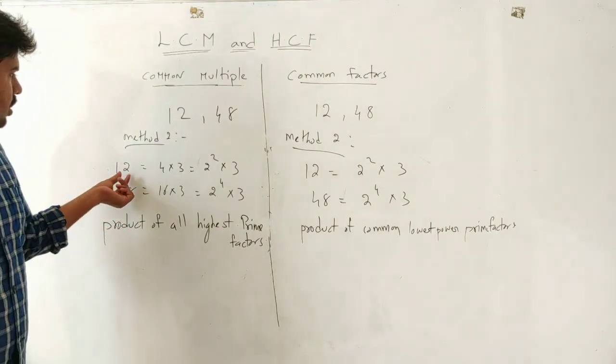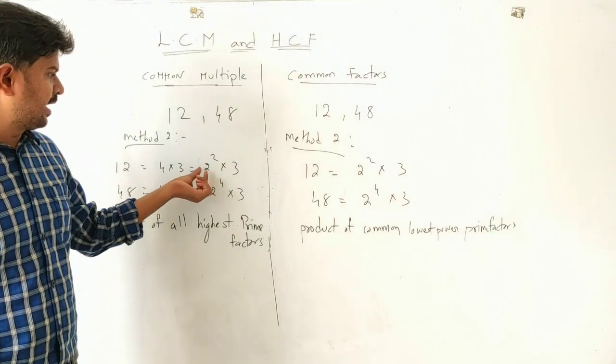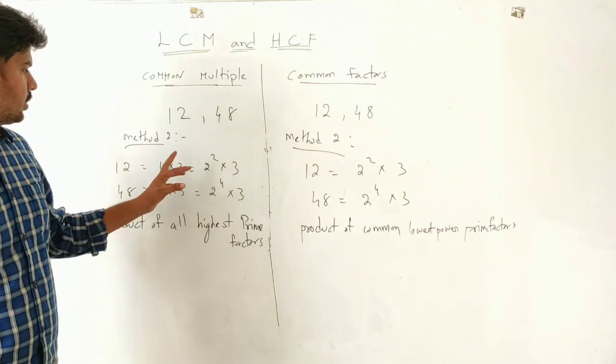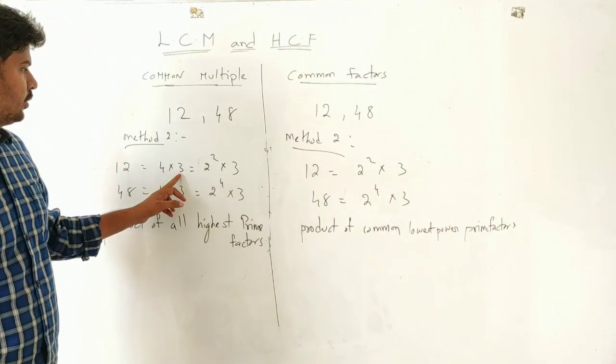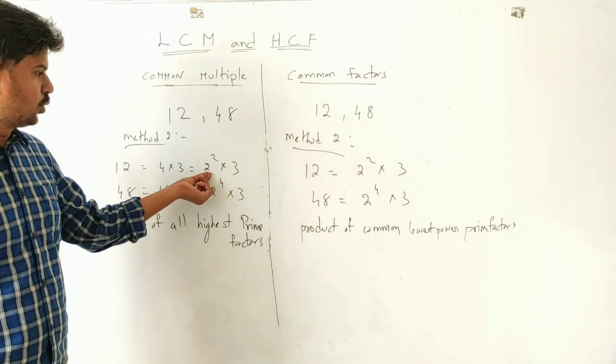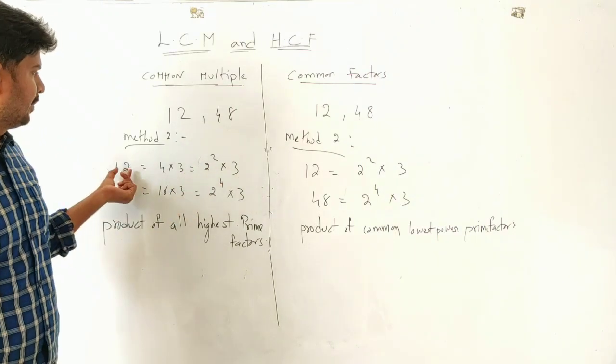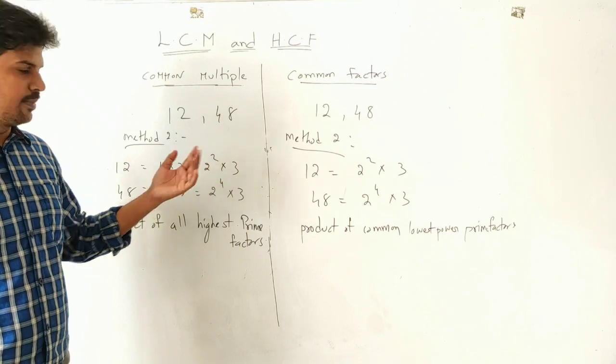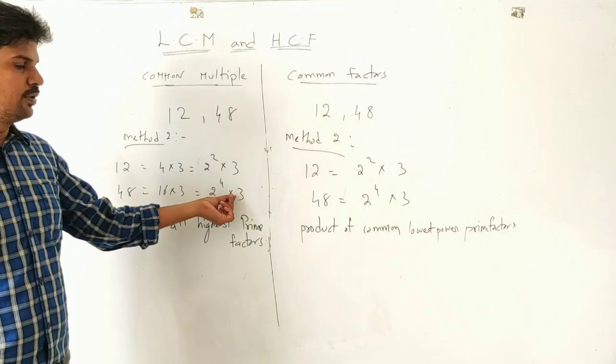So in method 2, each number has to be written as a product of prime factors. Okay, here 12 is nothing but 4 into 3. So it's 2 square into 3. So 2 is a prime number, 3 is a prime number. So every number has to be represented in terms of prime numbers. So 48 is 2 power 4 into 3.